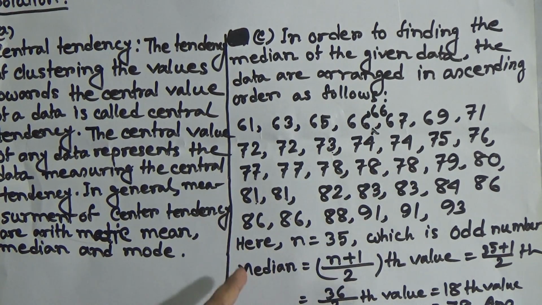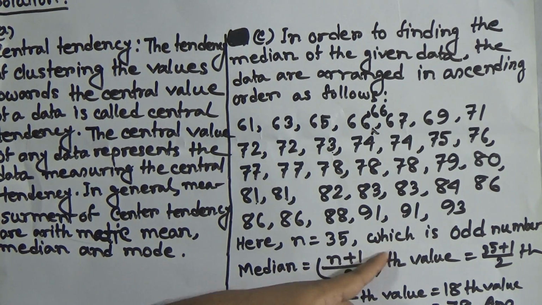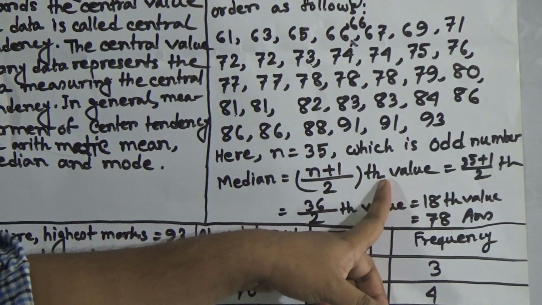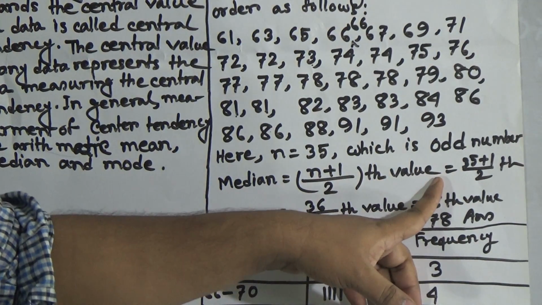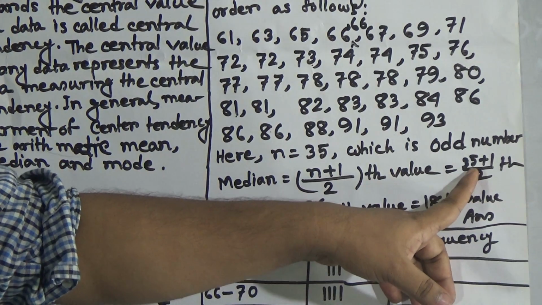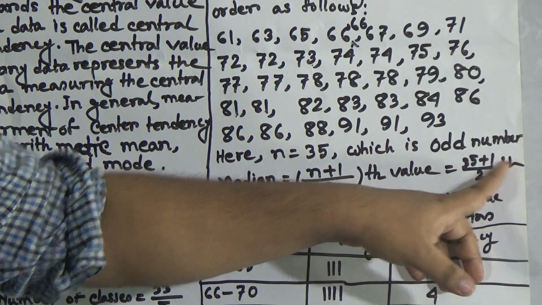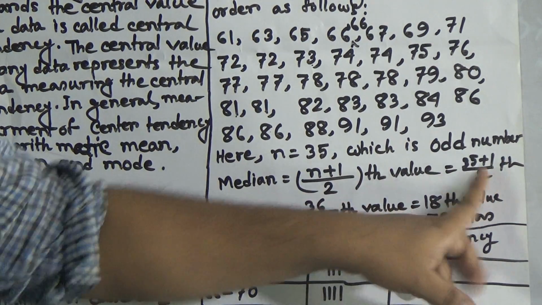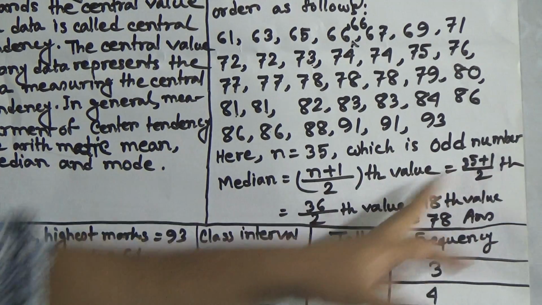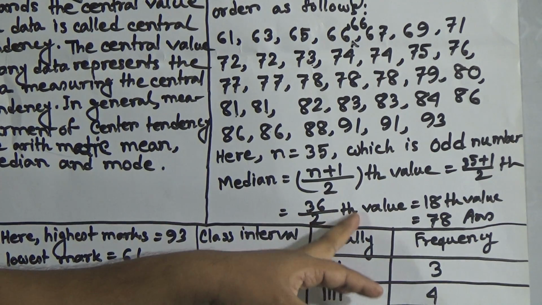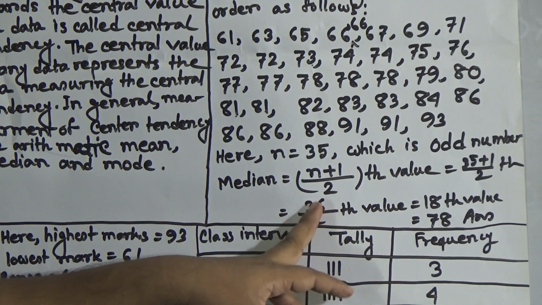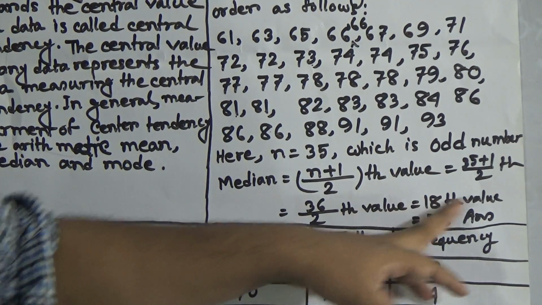I repeat, if the number of data is odd, then the formula of median is (n plus 1) by 2 th term. Here n is 35, so we write 35, plus 1, divided by 2. Next, 35 plus 1 is 36, by 2 th term. Dividing 36 by 2, we get the 18th value.